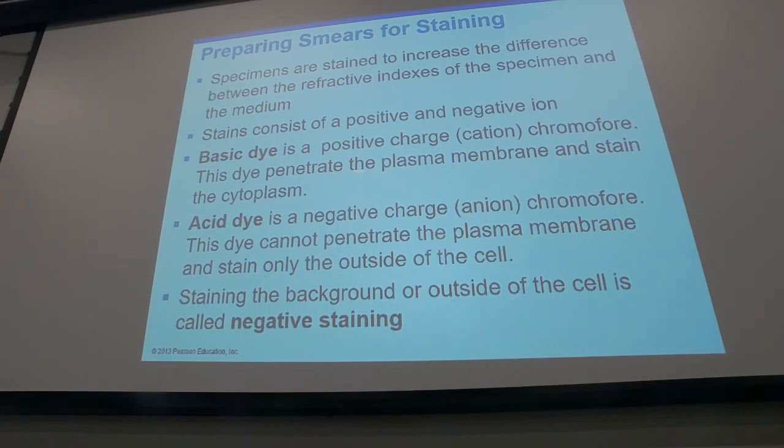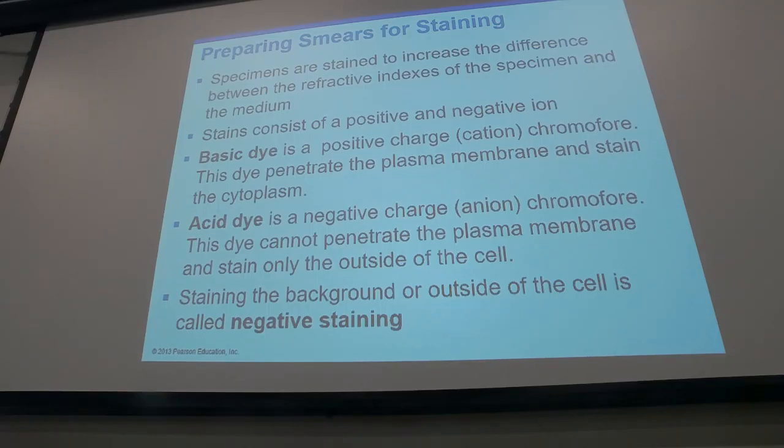So a basic dye has a positive charge. A molecule that has a positive charge is a cation. The cells are negatively charged. So a basic dye will be attracted to the inside of the cell, the cytoplasm, by the negative charges that these have. So a basic dye will stain the cytoplasm of the cells.